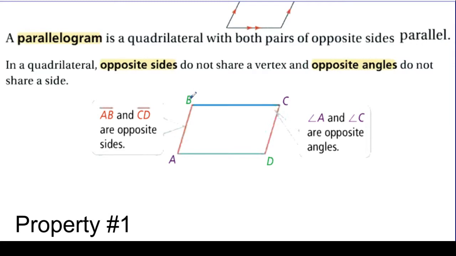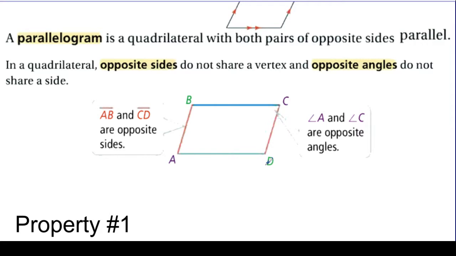So if I were to take a look at things that are not opposite sides, AB and BC share the vertex B, so they would not be opposite sides. But I could say that BC is the top, AD is the bottom. They do not share a vertex, so I would call those opposite sides.